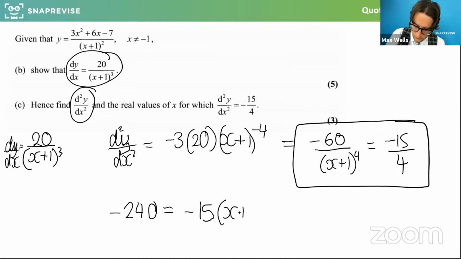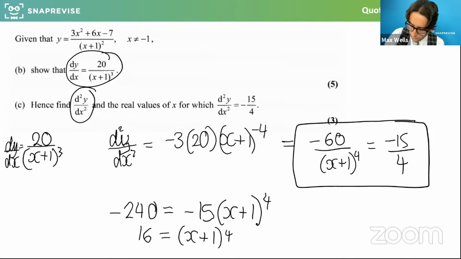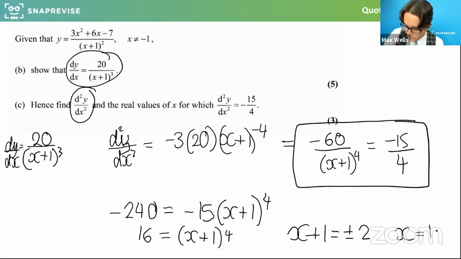x plus 1 to the 4. Then if I square root it, x plus 1 equals plus or minus 2. So x equals 1 or -3.